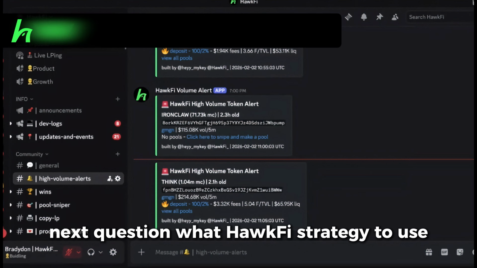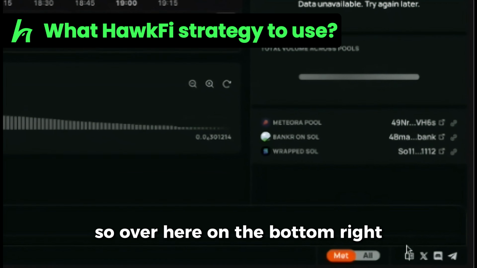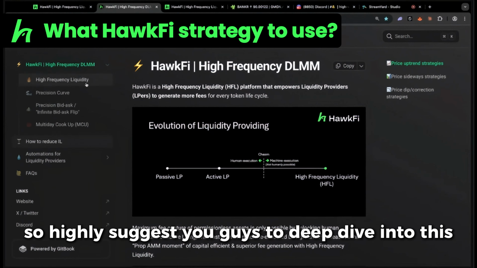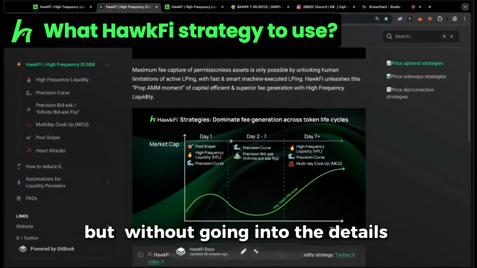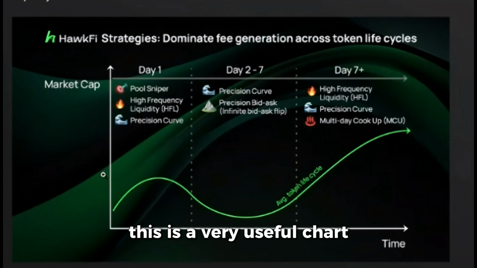Next question, what HawkFi strategy to use? So over here on the bottom right, you could go straight to HawkFi docs. So highly suggest you guys to deep dive into this, but without going into the details, this is a very useful chart.